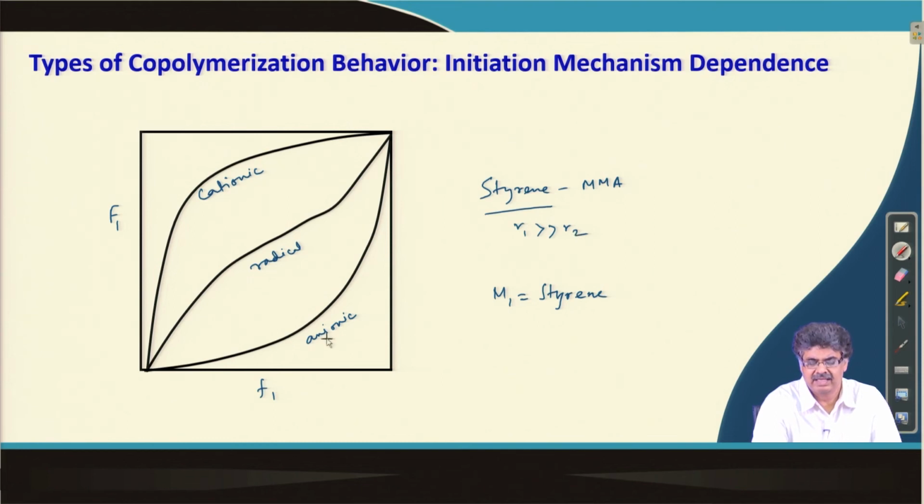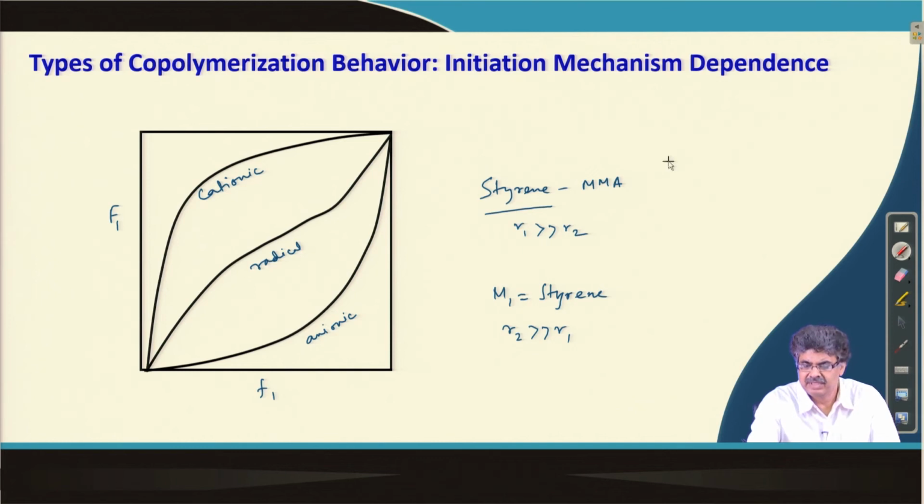In case of anionic polymerization, methyl methacrylate (MMA) is more reactive than styrene, as we discussed earlier. In this case R2 will be higher than R1. So, as we discussed earlier, we will have this type of scenario.